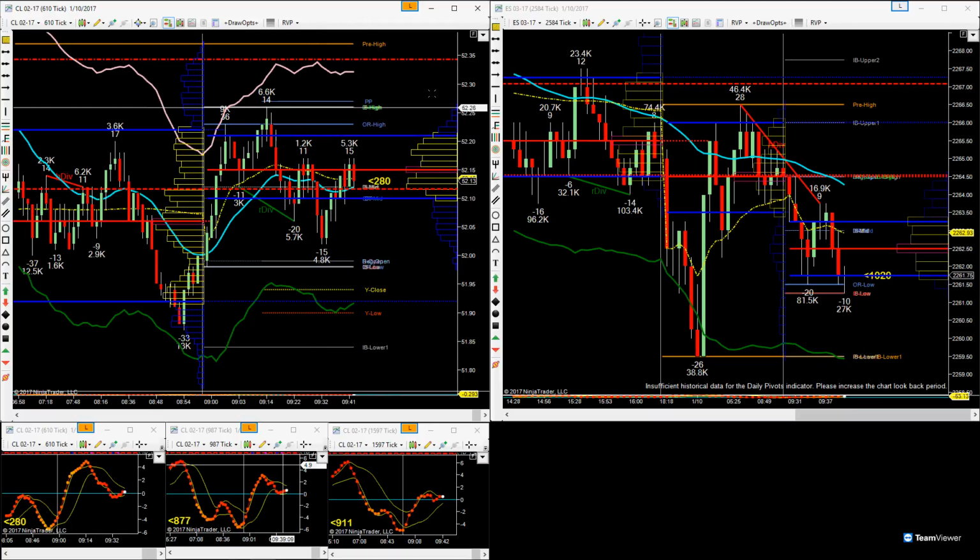swing or somewhere in this area and push our way up. Now, we didn't do that. What we did is we came all the way up and we tested almost back to the opening of the day, and we held. All right, so let me turn this back on here.